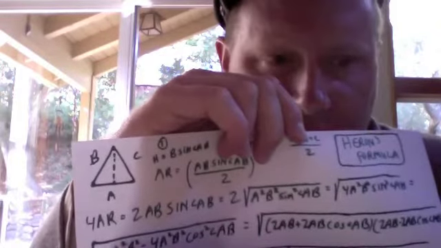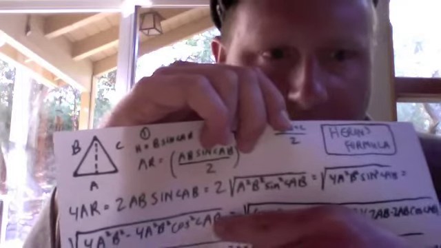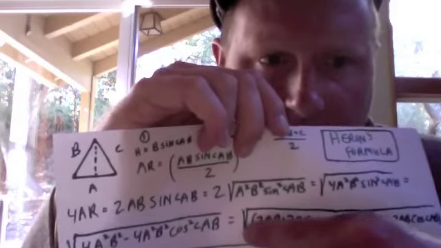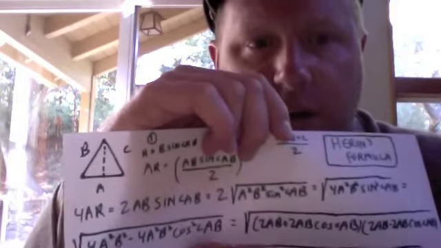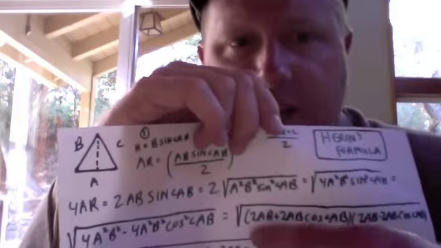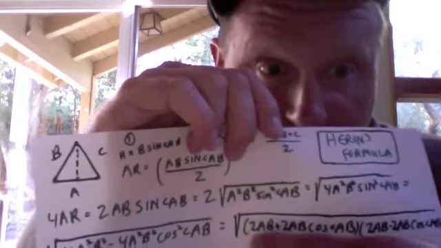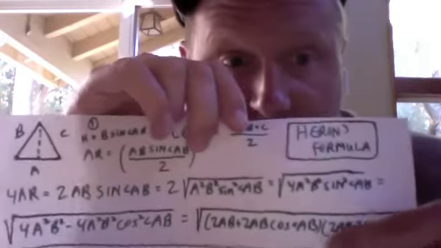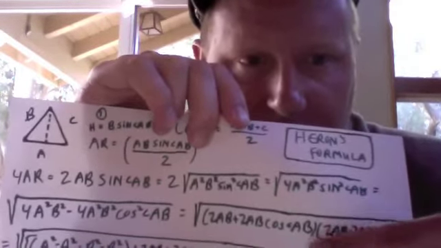The square root of 4A squared B squared minus 4A squared B squared cosine squared AB. And that is equal to the square root of a big long thing here. Notice this is a square minus a square, so it's like x squared minus y squared. I just changed that into x plus y times x minus y form. And when I do that, I get the square root of (2AB plus 2AB cosine angle AB) times (2AB minus 2AB cosine angle AB), okay?